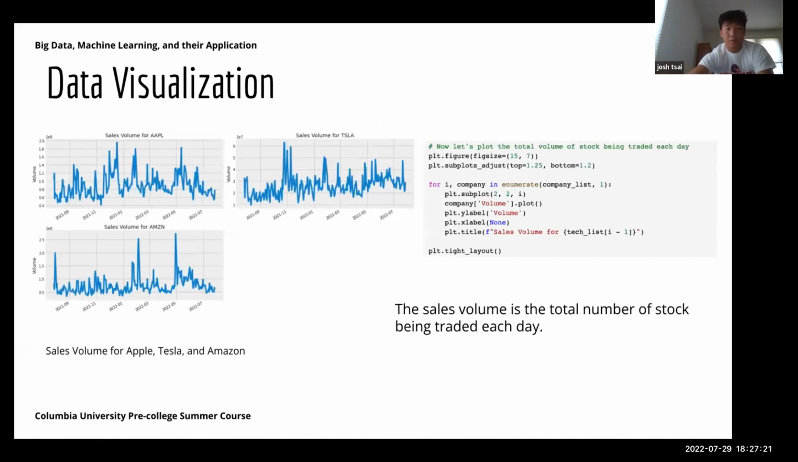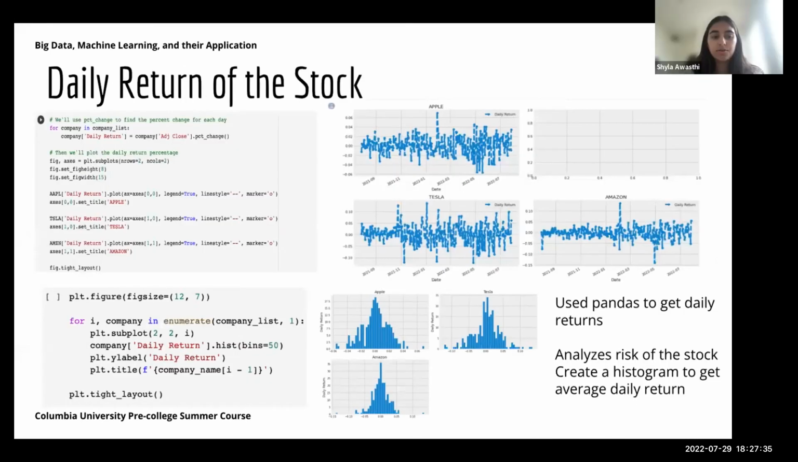And the graphs on the left here are the graphs for the volume, which is the total number of stocks being traded each day. And there again is the code that we wrote for the graph. So we use pandas to get the daily returns. And basically the purpose of this was to analyze the risk of the stock. And then we created a histogram to retrieve the average daily return.